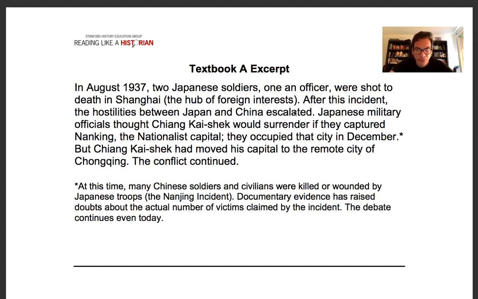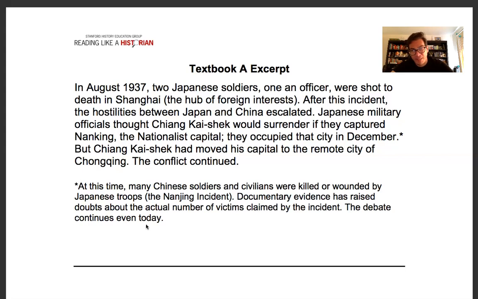So nothing in here about atrocities, nothing in here about war crimes, but look at this little asterisk, little note. What does the note say? Note, at this time, many Chinese soldiers and civilians were killed or wounded by Japanese troops, also known as the Nanjing incident. Documentary evidence has raised doubts about the actual number of victims claimed by the incident. The debate continues even today.